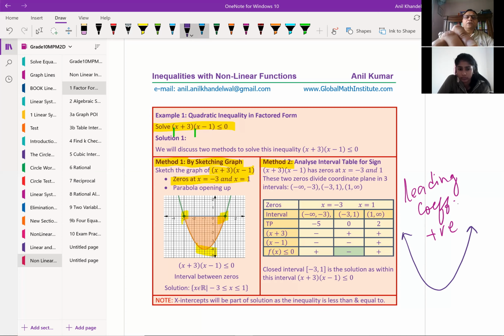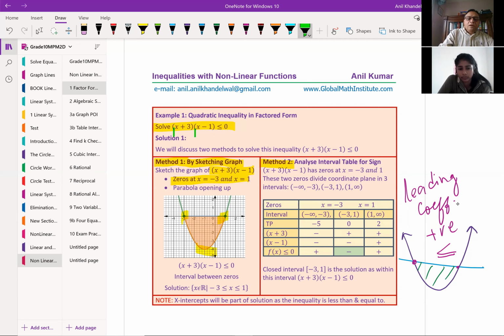And now we already know the two zeros, right? So we know the solution lies in between. Perfect, as simple as that. Now, since you identified these are the two zeros, and since the inequality involves less than or equal to, that means you will include both these zeros.